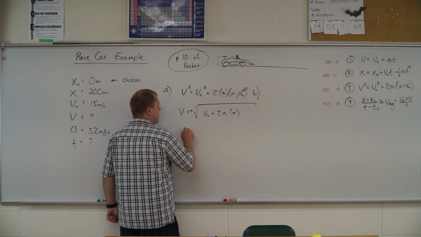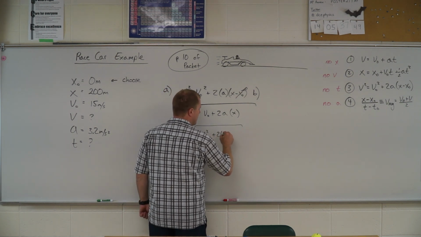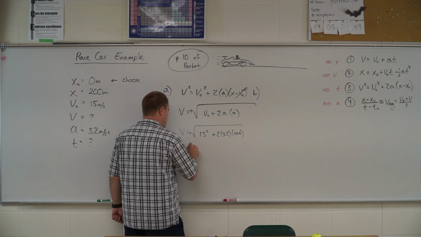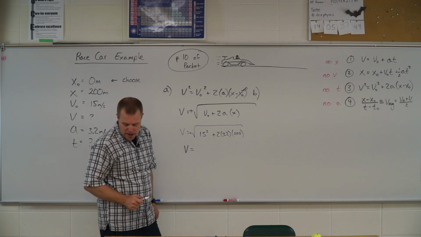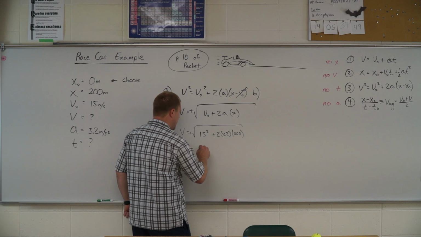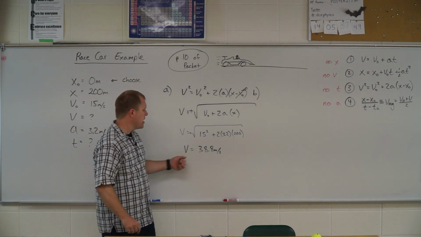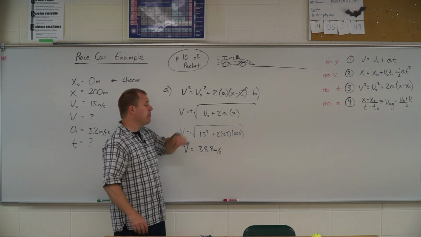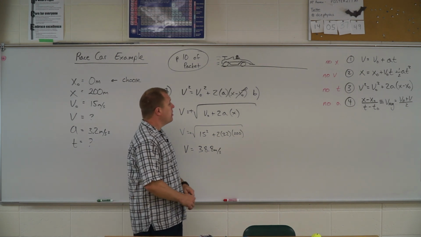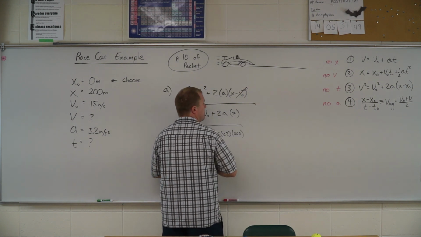Okay, so now I can plug in my numbers. I get the square root of 15 squared plus 2 times 3.2 times 200. And again, it is the positive value. And I get a velocity of 38.8 meters per second. So they more than doubled their speed after that shift. That was pretty impressive. All right, so part B now, I'll make the color change there for you.